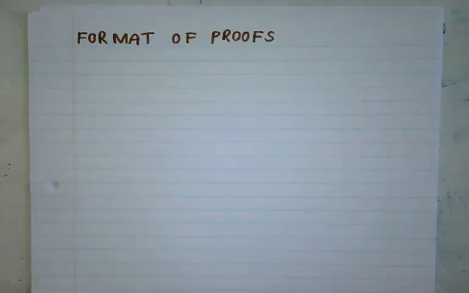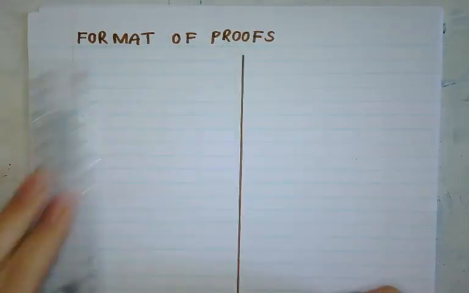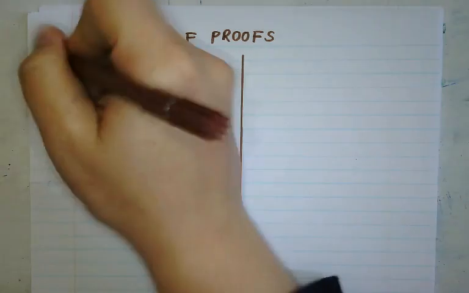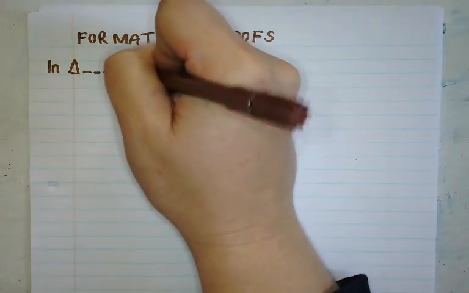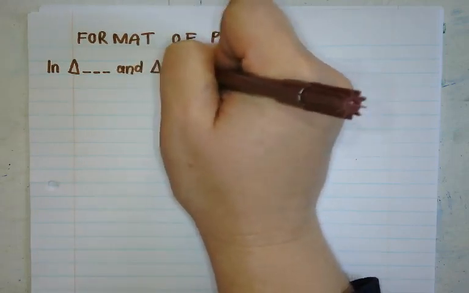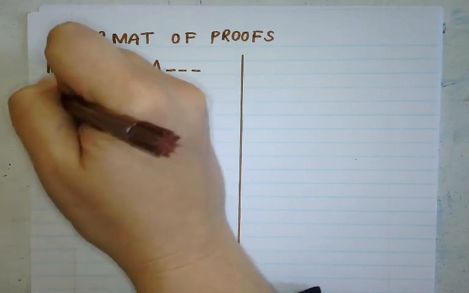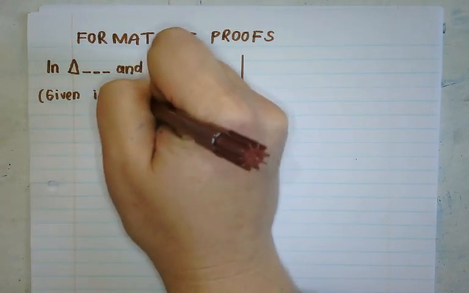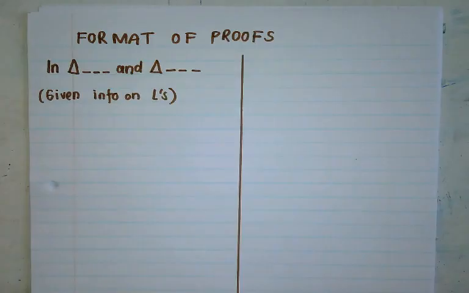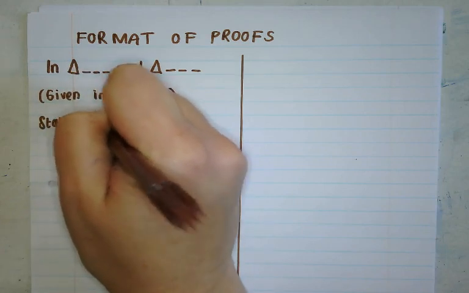I'm going to do them side by side so that we can see the difference. So I'm just going to draw a line down here. I always start, no matter what, by naming the 2 triangles that I'm going to work with. Since they give me angles, given info on angles, I would make a statement about my first corresponding set.